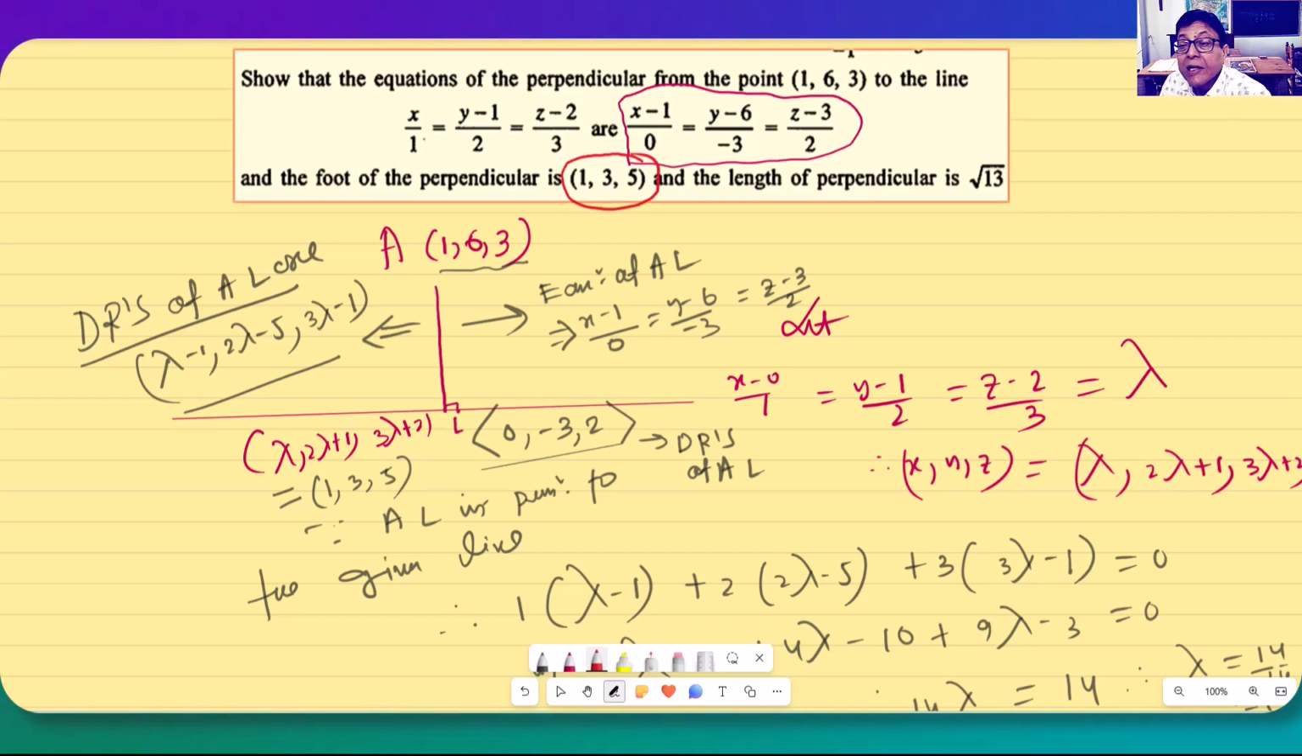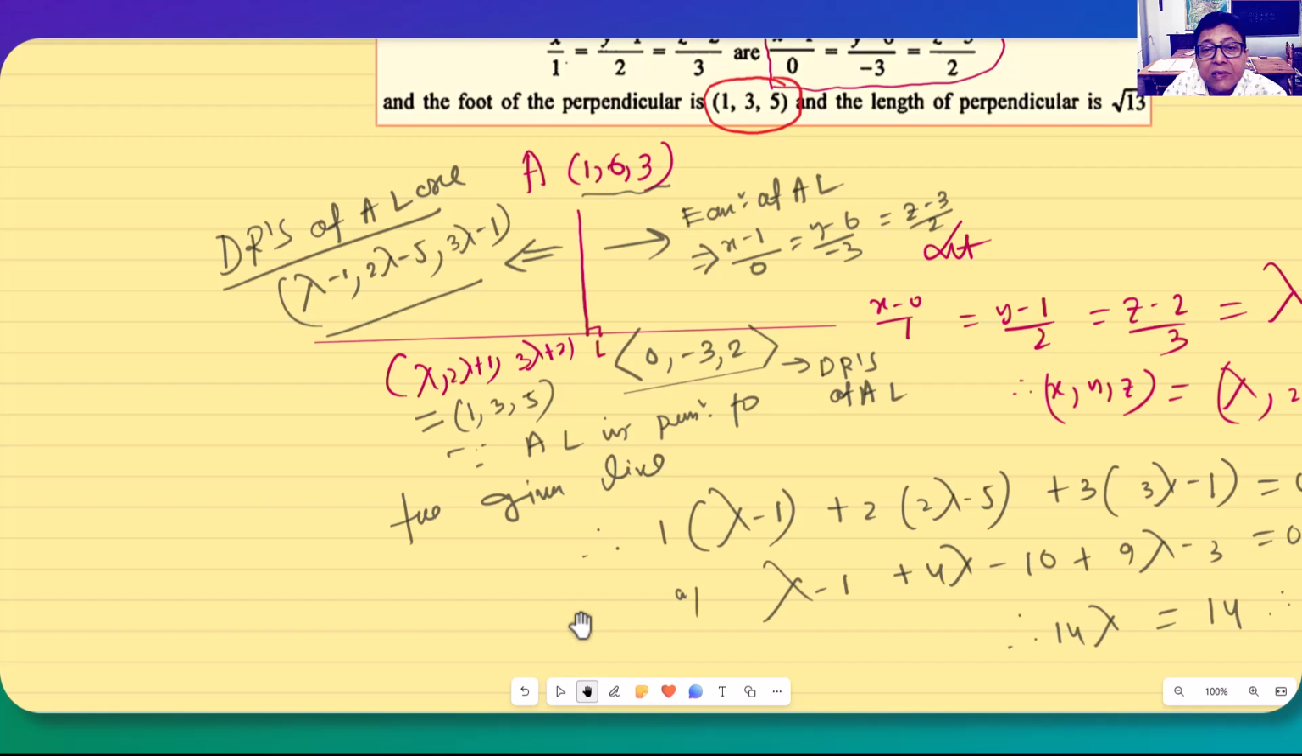Okay. Length of perpendicular, how do you find? AL length. Because the point is found out, 1, 3, 5. So you got the value of A, you got the value of L. Now you can find the perpendicular distance. That is AL.